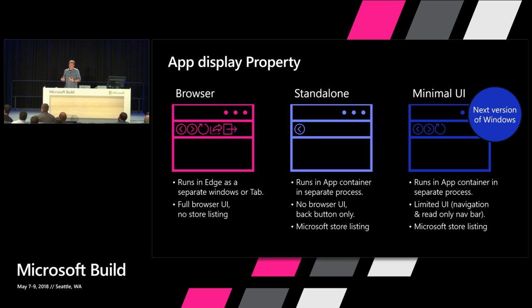Now, what we're working with for the future versions of Windows, and our goal is for the next one, is to introduce other ones like minimal UI and full screen. So minimal UI will give us a little bit of additional UI so that a user can have a little bit more context for your application. We've heard from developers that there's some cases where they specifically want to show the URL. We understand that the URL is often important to web apps. So we'll have an option that can show you that URL.